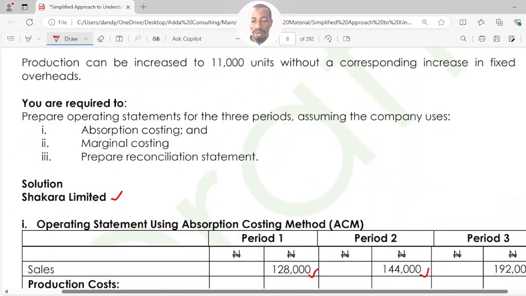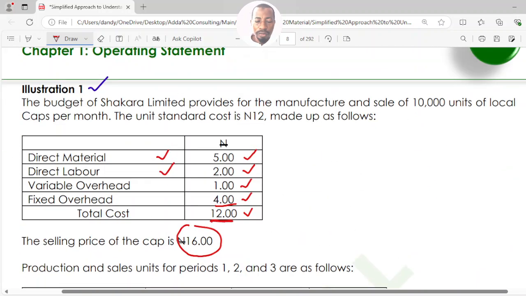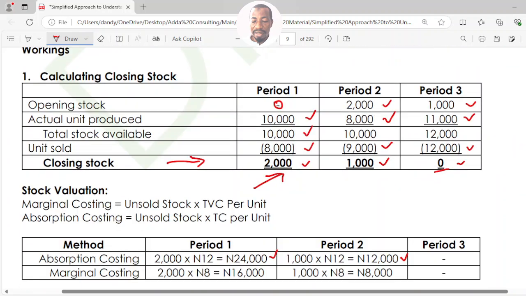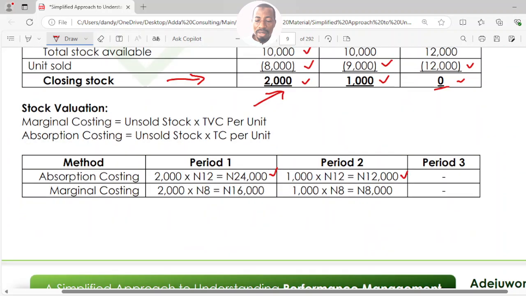Or let's go back to the question. So the direct material cost is 5 naira, direct labor cost 2 naira, variable overhead 1 naira. When you add it together, that will give me the total variable cost per unit of 8 naira. All right, so that's that. So I will now multiply that with the closing stock in the first period and second period. So 2,000 multiplied by 8 naira will give me 16,000 naira, and 1,000 multiplied by 8 naira will give me 8,000 naira.